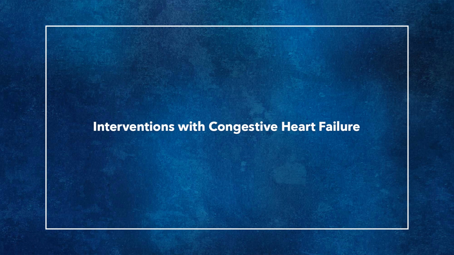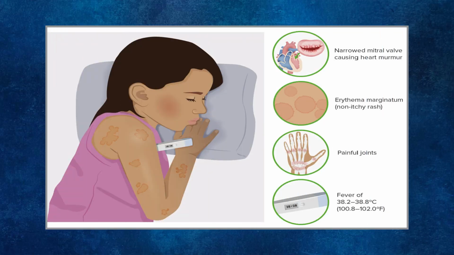Another one is interventions with congestive heart failure. The most often prescribed diuretics for congestive heart disease are loop and thiazide diuretics. Diuretics are the only medications that can effectively manage the fluid retention associated with congestive heart disease. Therefore, they provide symptom relief more quickly than any other congestive heart disease medicine.